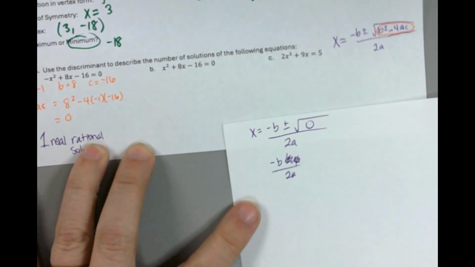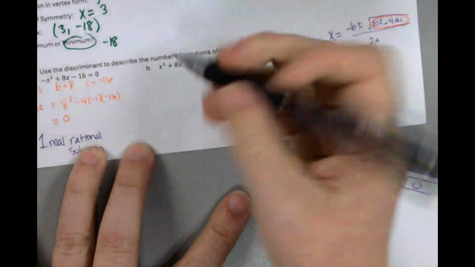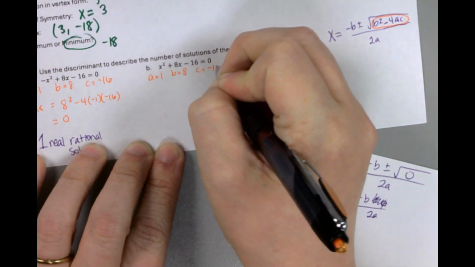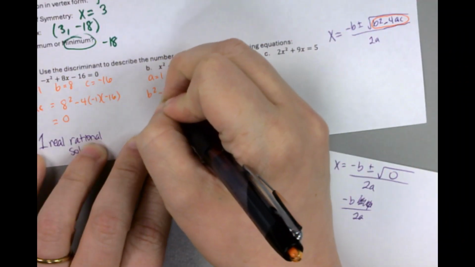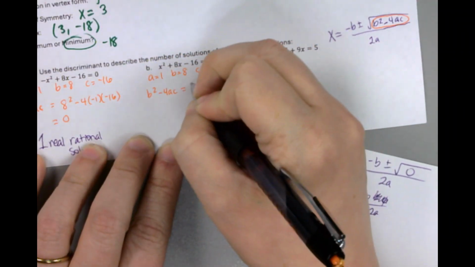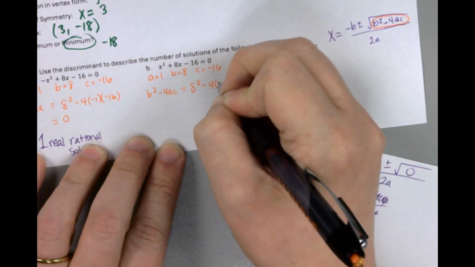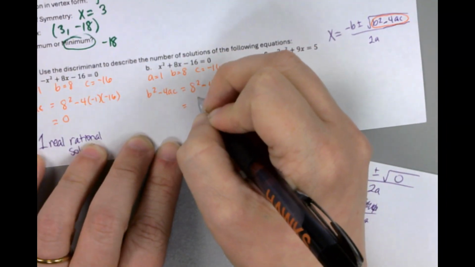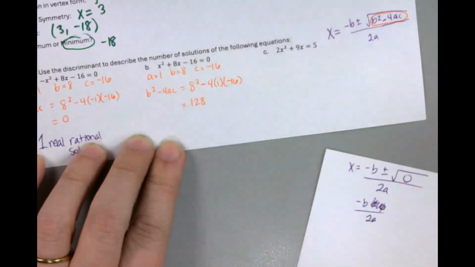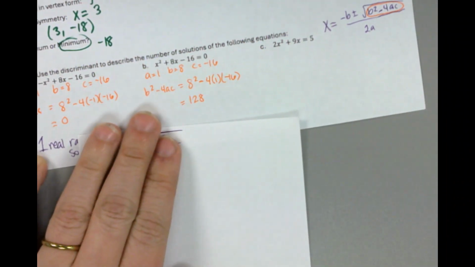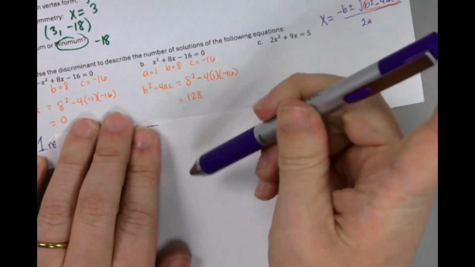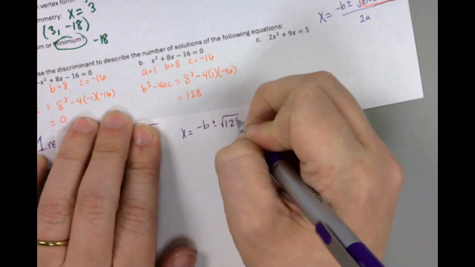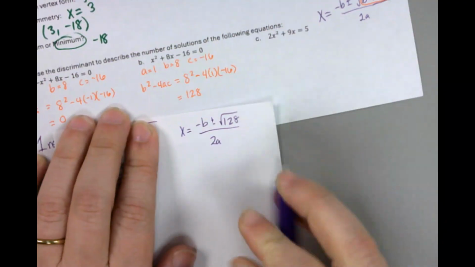Okay, next problem. Finding the discriminant. A equals 1, b equals 8, c equals negative 16. We have b squared minus 4ac. 8 squared minus 4 times 1 times negative 16. We now get 128. So if I were doing the quadratic formula, I have x is equal to negative b plus or minus the square root of 128 all over 2a.